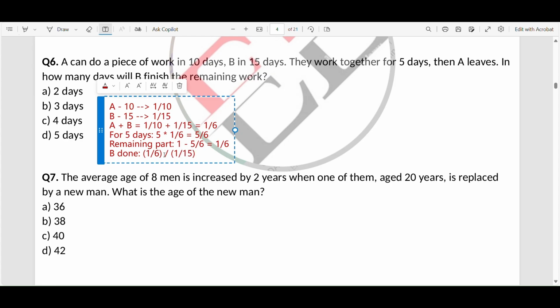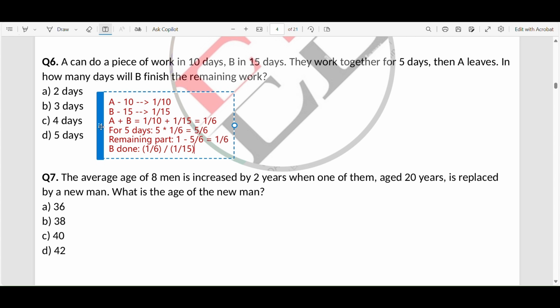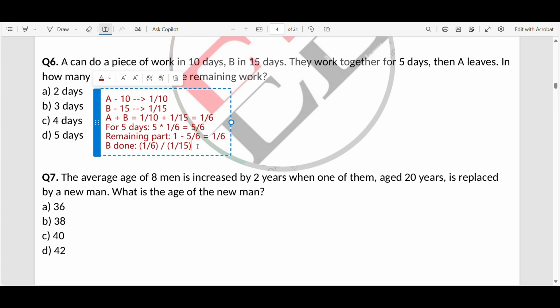See, the work only B can do, in how many days will it be done? So 1 by 6 is the remaining part B needs to do by itself, and 1 by 15 is the amount of work it can do in one day. So now we'll be getting the answer as 2.5 days. See, the answer would be 2.5.